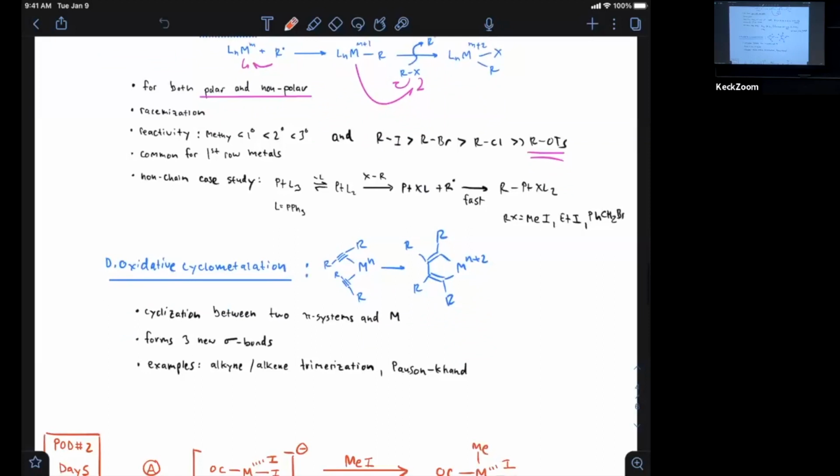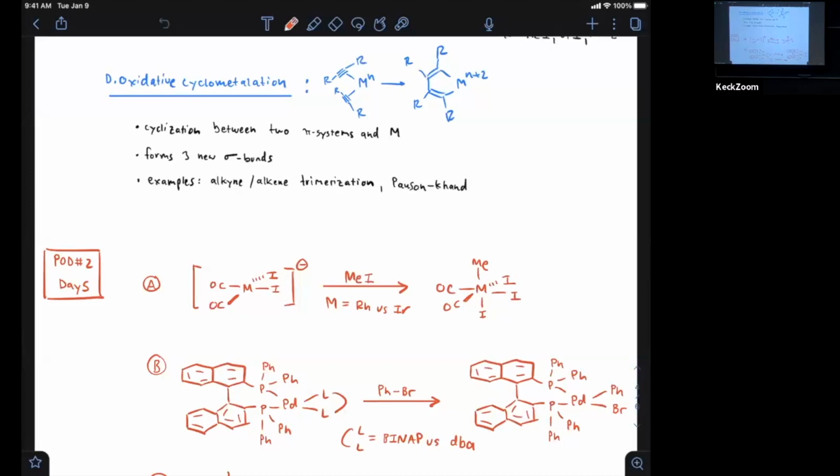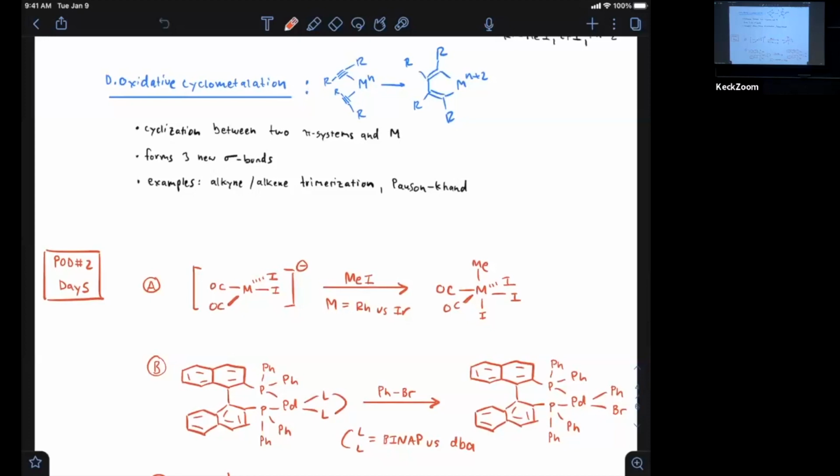And before jumping in to wrap up the problems of the day from last time, I want to introduce one related elementary reaction. It doesn't really fit in anywhere perfectly, but I think it fits in here as well as anywhere, and that's a process called oxidative cyclometalation. You can see the relationship here between this process and oxidative addition, because like oxidative addition, you have an increase in the metal oxidation state from n to n plus two. The difference here is that you form two metal-carbon bonds simultaneously in the form of a metallacyclic structure.